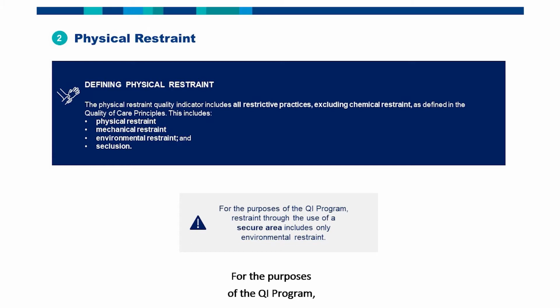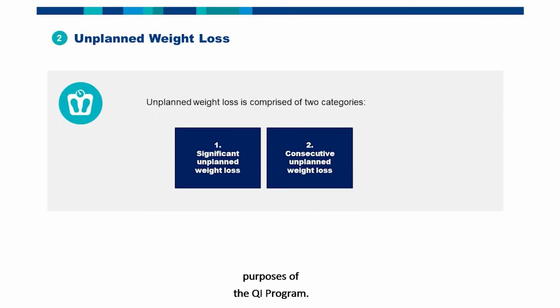For the purposes of the QI program, restraint through the use of a secure area includes only environmental restraint as defined. All forms of restrictive practice, including instances the care recipient or their representative instigate or request the restrictive practice, are considered physical restraint for the purposes of the QI program.